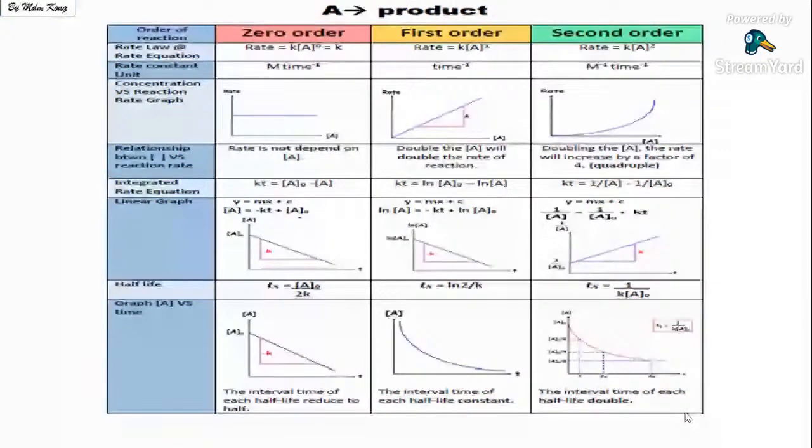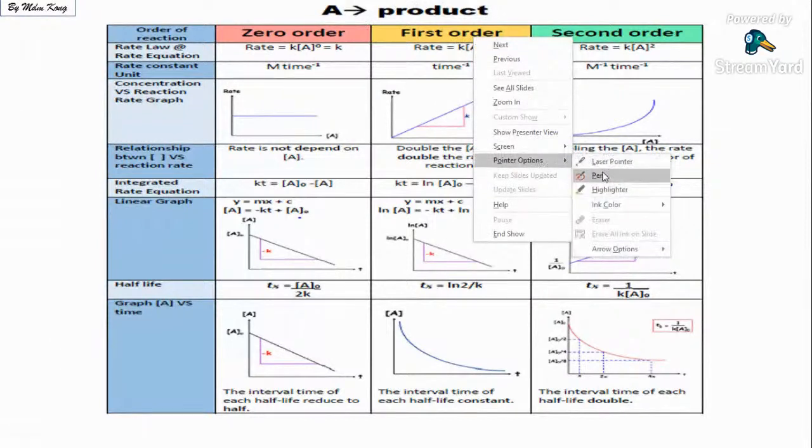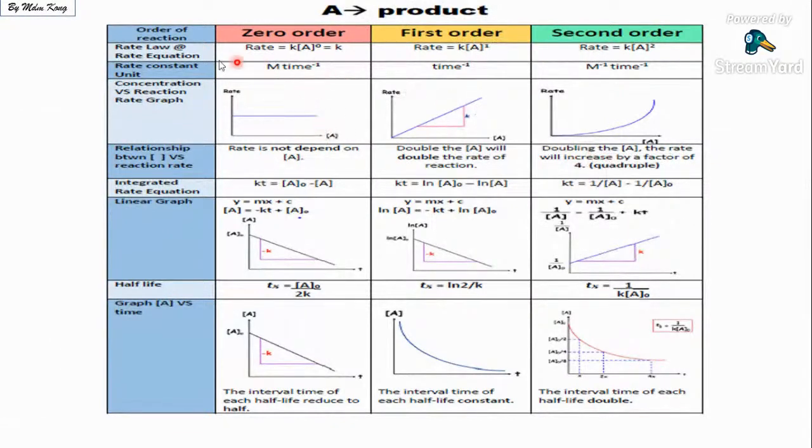Yes, this is the overview for the order of the reaction: zero order, first order, second order. This is the rate law or rate equation for the different orders of the reaction, and the units. And then this is the rate versus concentration. This one is not dependent on the concentration.